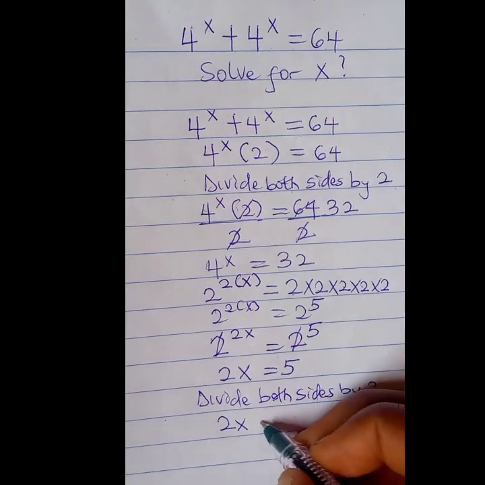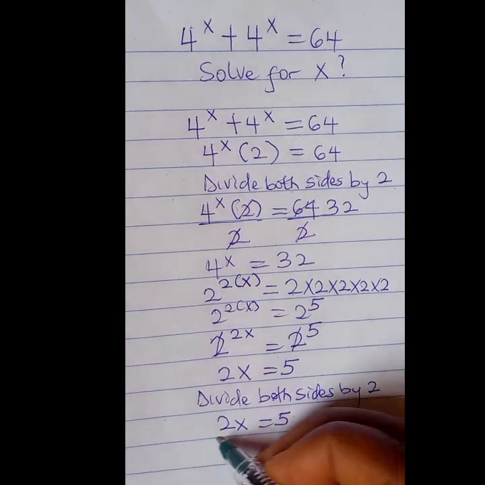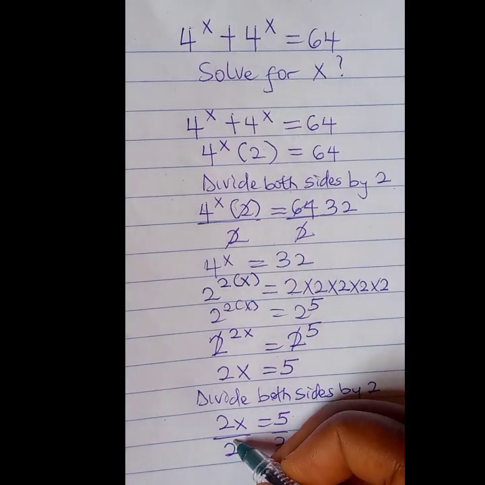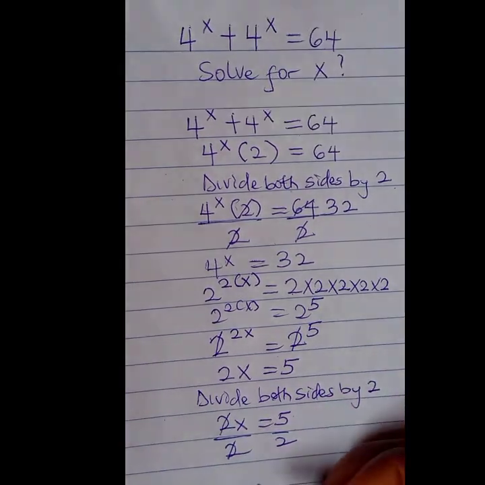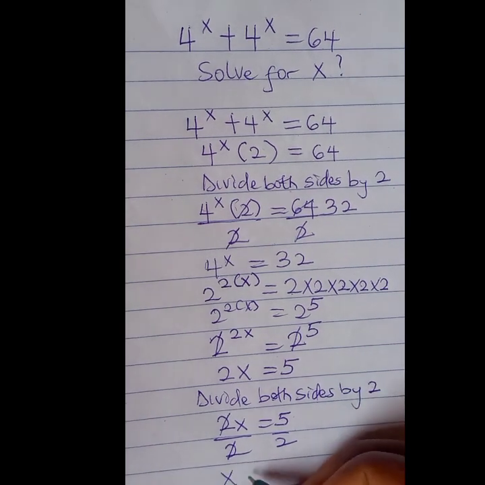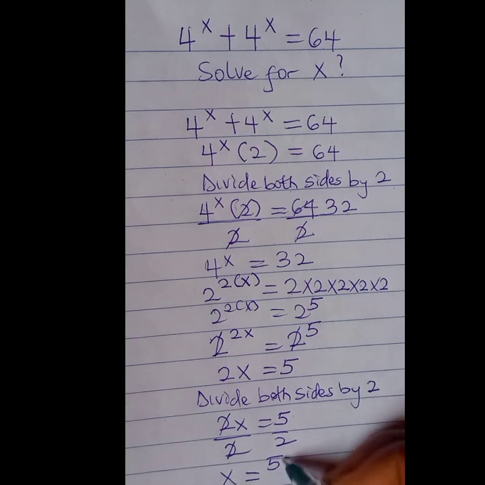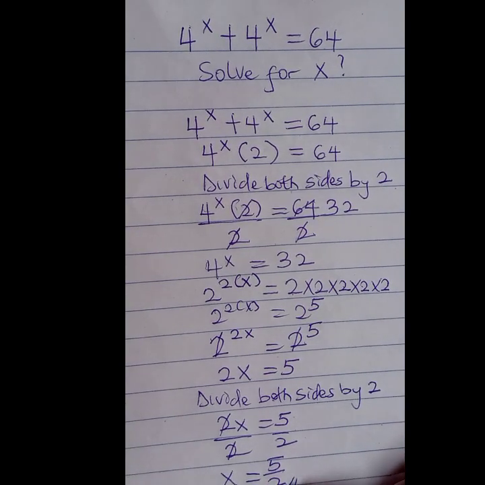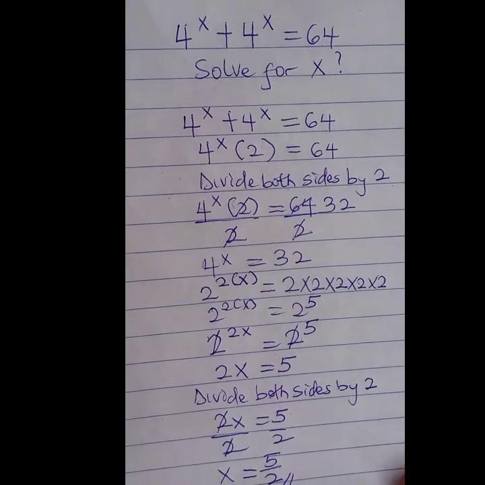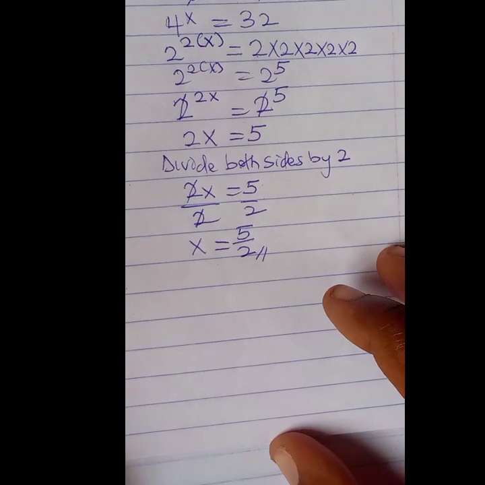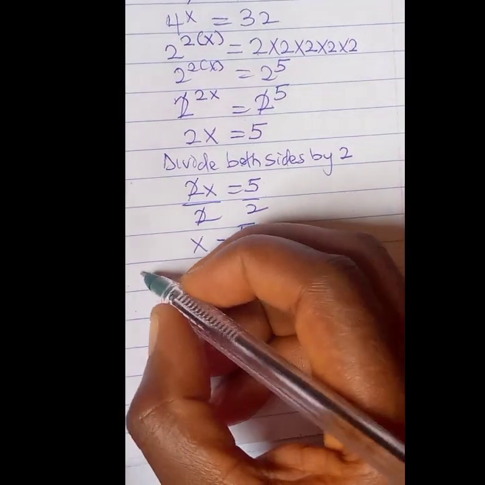2x equals 5. That is 2 cancel 2 here, so our answer is going to be x equals 5/2. So our x is 5 divided by 2. Now let's cross check.